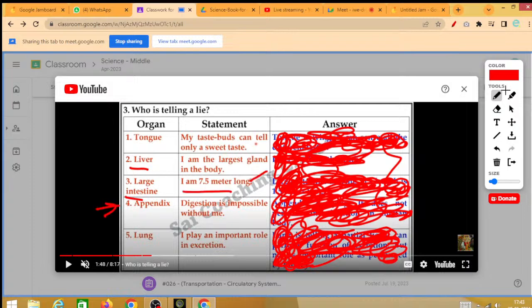Appendix. Digestion is impossible without the appendix. Is it? So what? It is a vestigial organ. I just told you, because it is a vestigial organ. It has no function in our body. That is why it is lying.